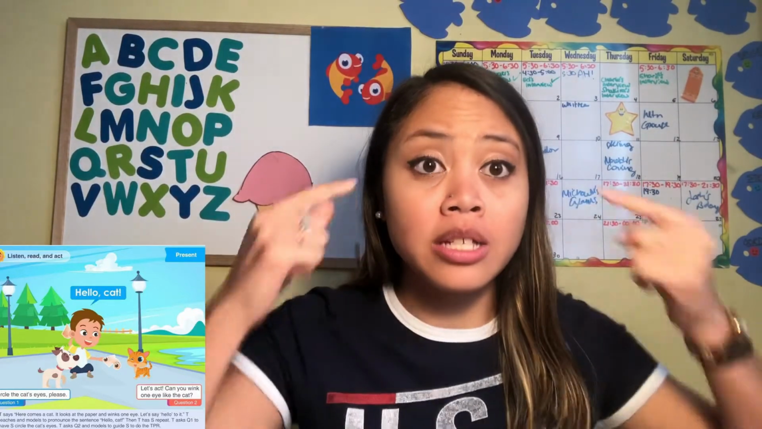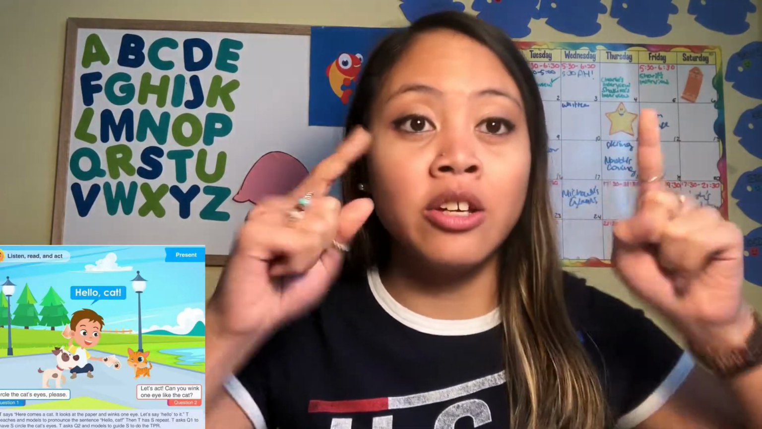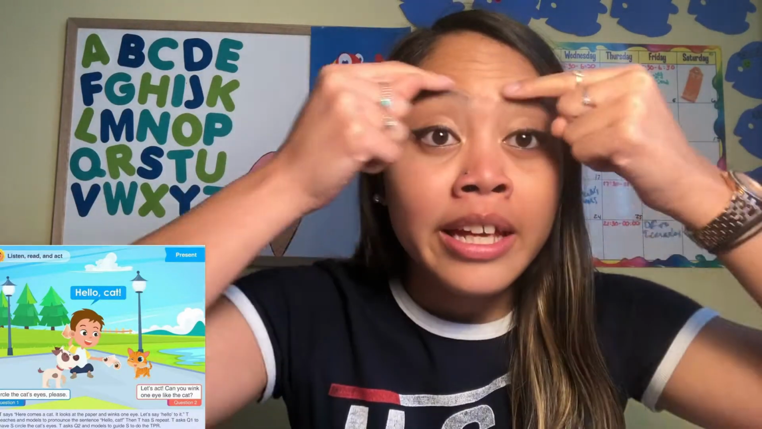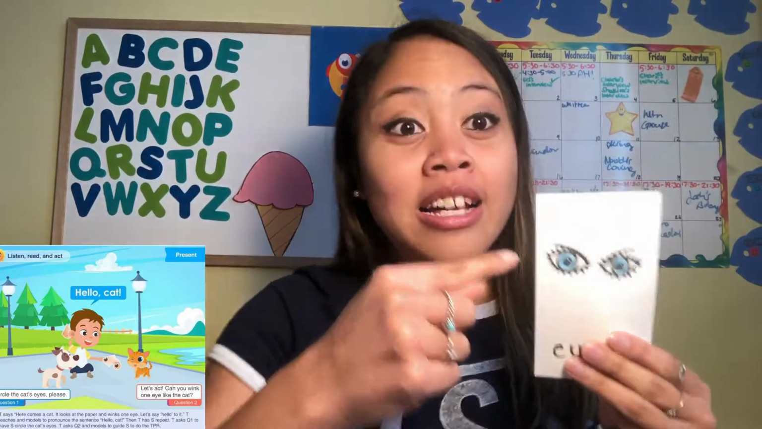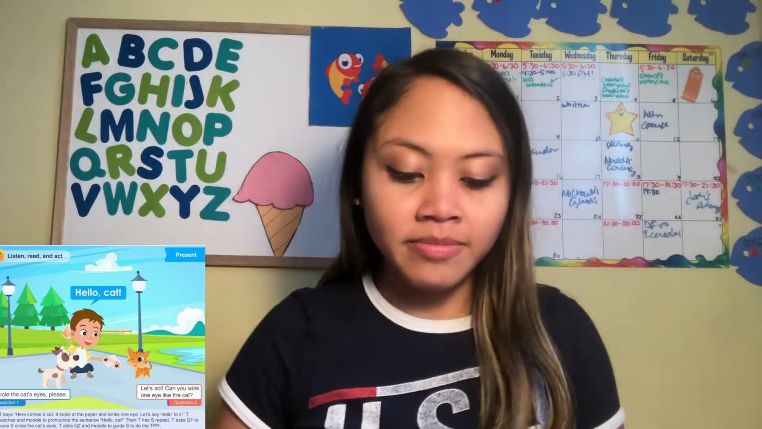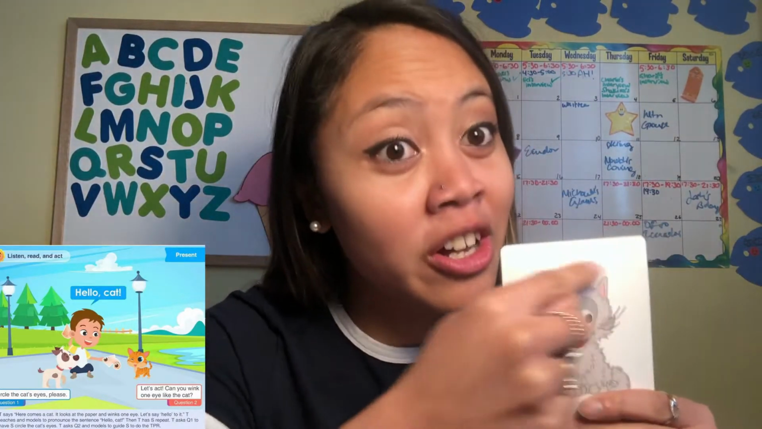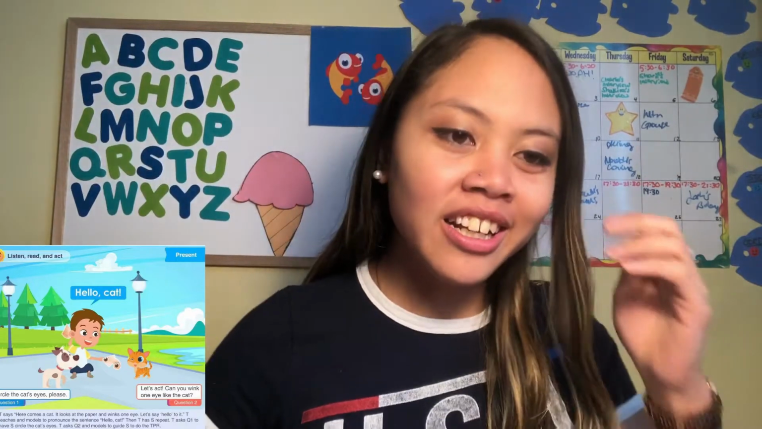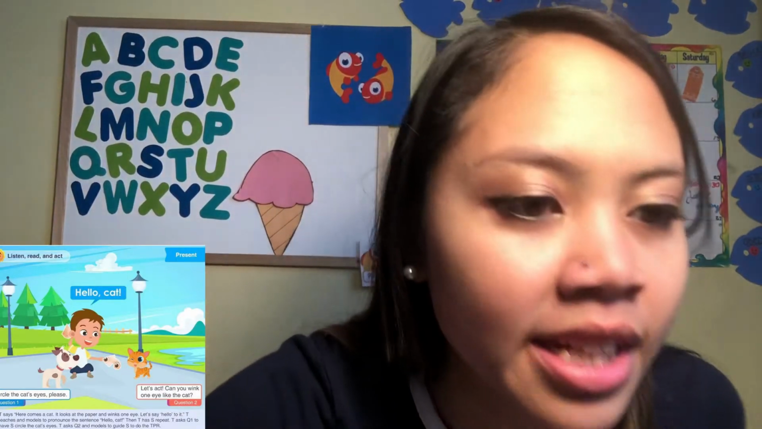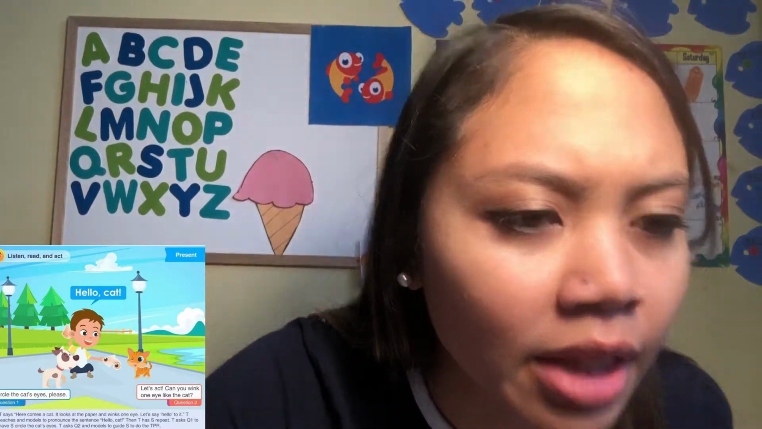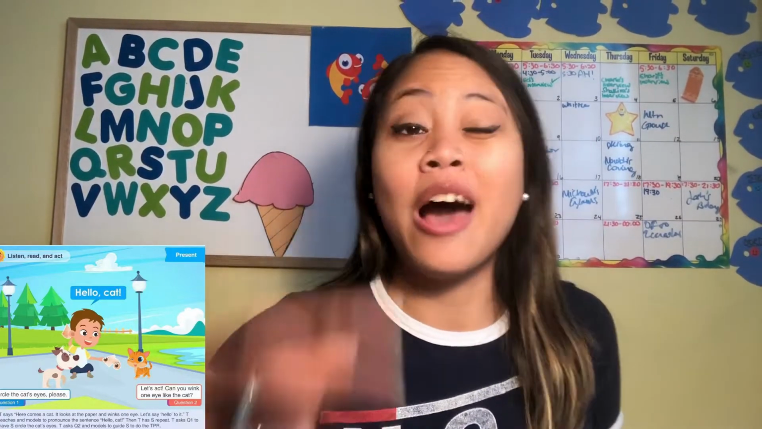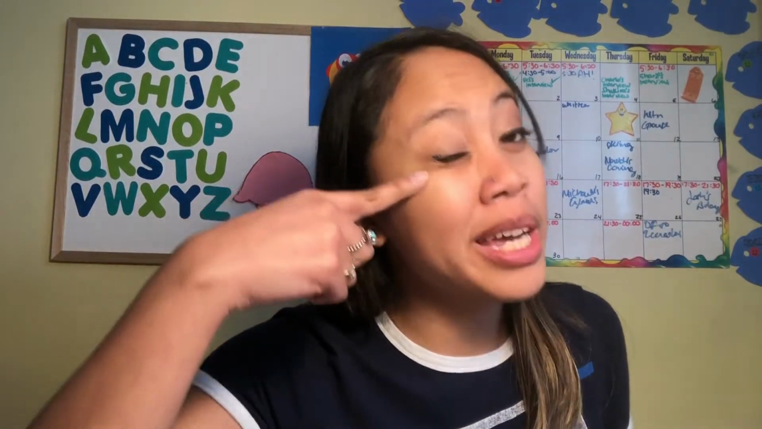Question one says, can you circle the cat's eyes? So just get them to circle the cat's eyes. Circle. Hopefully they get it. And then the second question is, let's act. Can you wink one eye like the cat? Okay, I just be like, wink, I wink. All right.